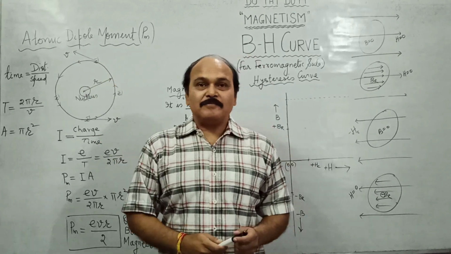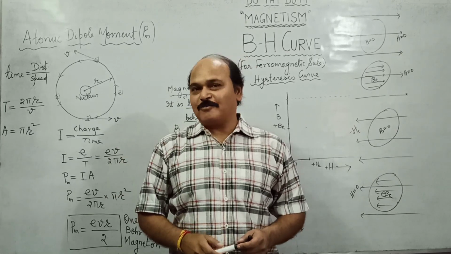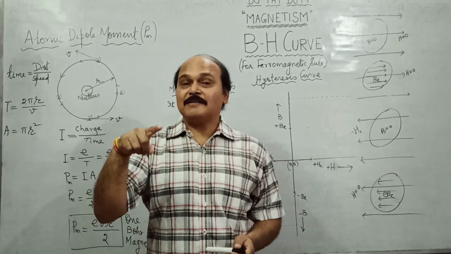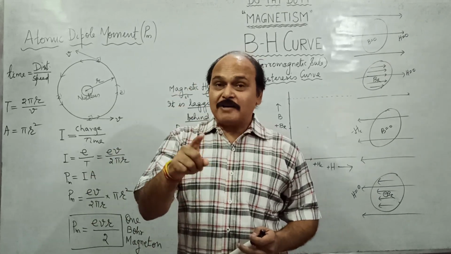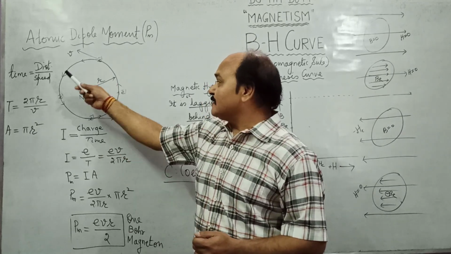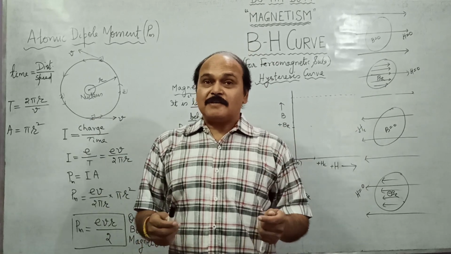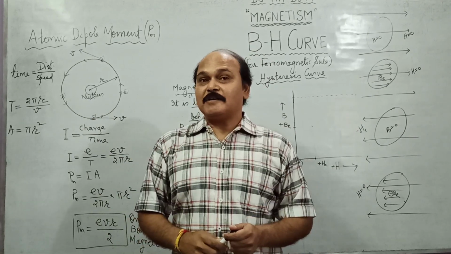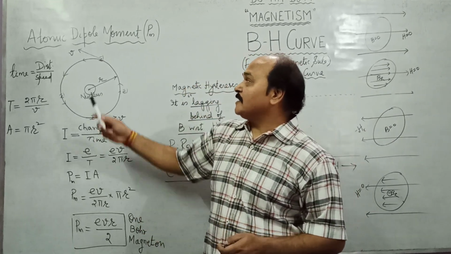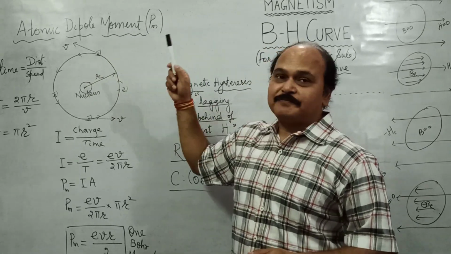Children, you know, in an atom, there are electrons revolving around the nucleus in circular orbits. And these electrons moving on a circular path are analogous to current carrying loops. So as electrons revolve around the nucleus in circular orbit, every electron produces some magnetic dipole moment for an atom. So what is that magnetic dipole moment? That magnetic dipole moment is what is called the atomic magnetic dipole moment.